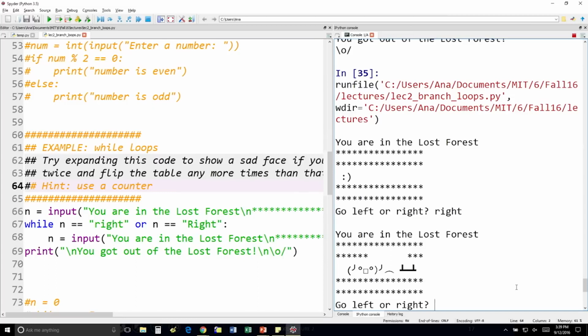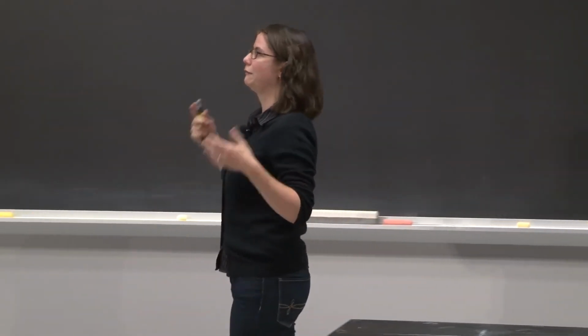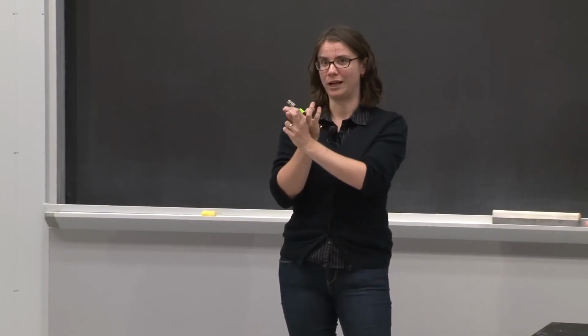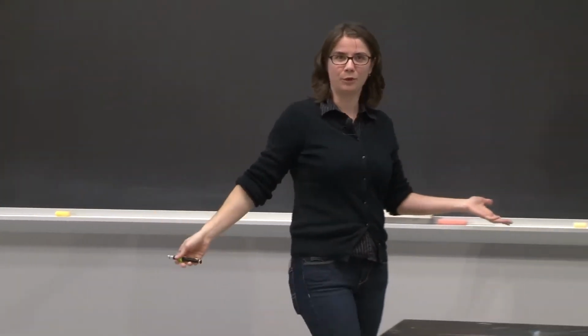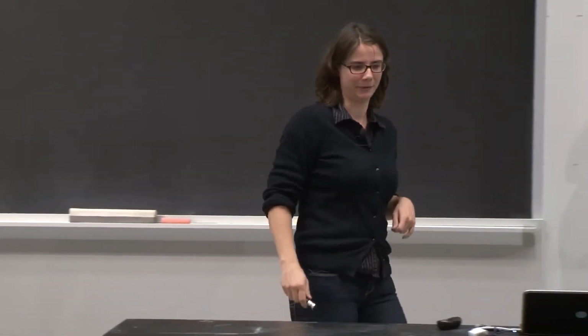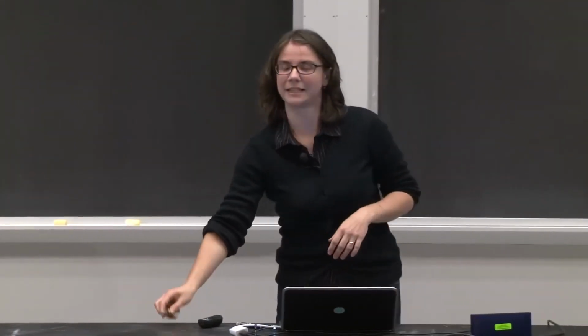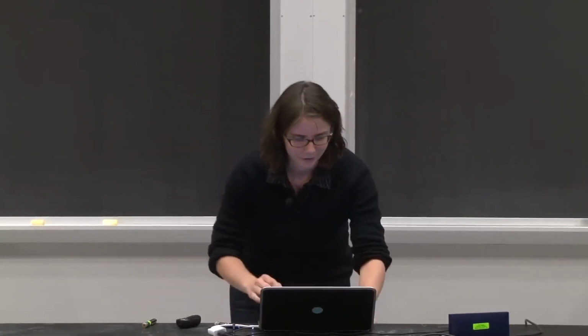So the expansion to this, if you want to try it out, I put this in the comments here, is try to use a counter. Okay? If the user types in right the first 2 times, just make that a sad face. But if the user types in more than 2 times, make them cut down some trees and build a table and flip it. Okay? That's a cute little expansion if you want to test yourself to make sure you're getting loops. Okay.